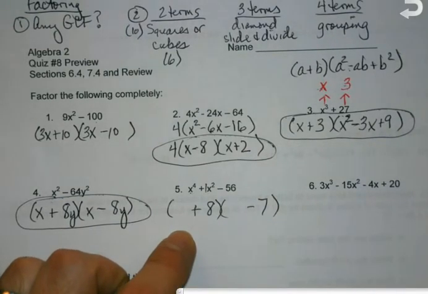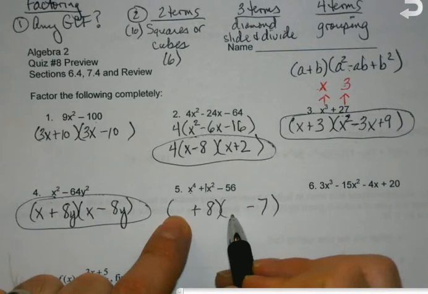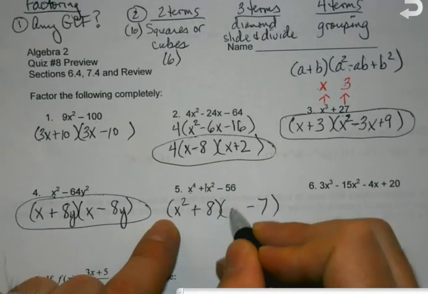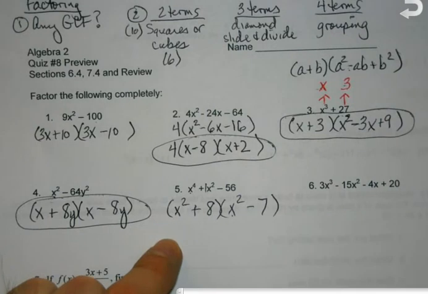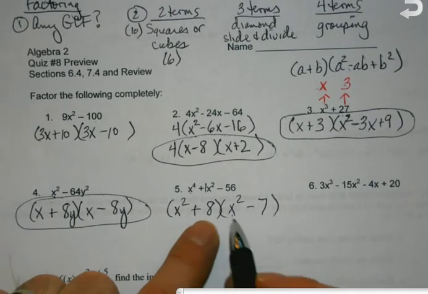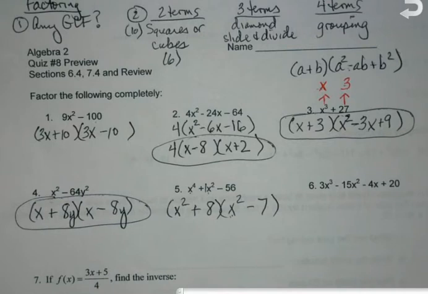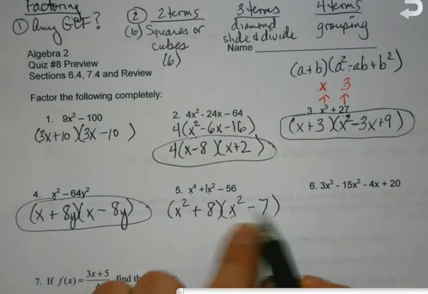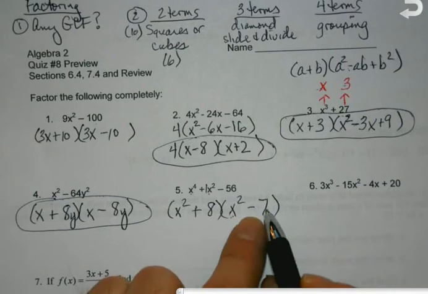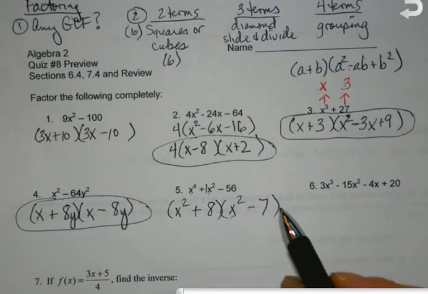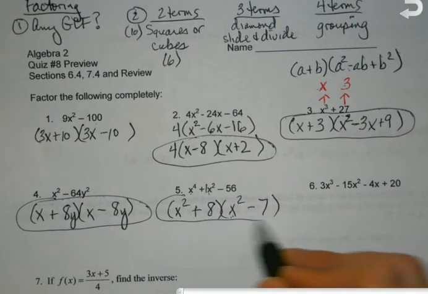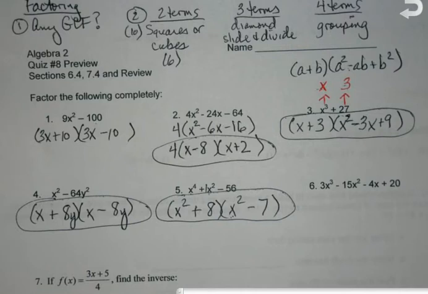But here's the twist. What goes in first in each of my parentheses? X squared, because x squared times x squared is x to the 4th. And if I FOILed this out, 8x squared minus 7x squared is 1x squared. I can't go any further. Now, if this would have been x squared minus 4 or x squared minus 9, then I could break it down again. But in this case, I don't have any perfect squares, so I'm kind of done.